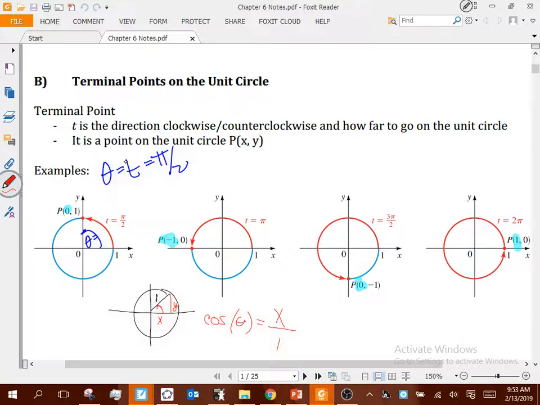So I can do the same thing. Sine of theta would equal y. And I'll talk about that. We'll see that show up again later on. But this is the benefit of being able to talk about and use the unit circle. Okay. Tomorrow we'll again talk about reference points, reference terminal points, which is going to be analogous to what we talked about in chapter 5 about reference angles.